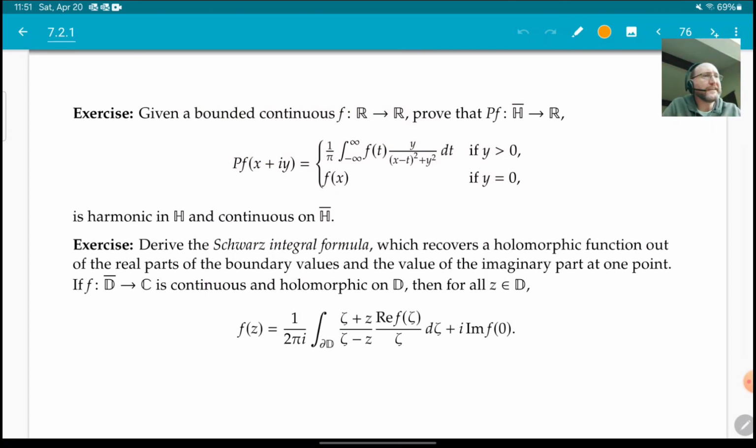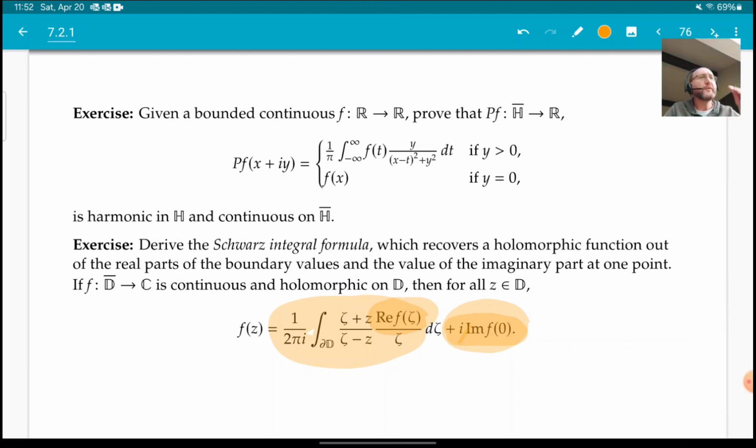Then there's another neat formula that follows fairly quickly from the Poisson formula, and it's the Schwarz integral formula, which is for holomorphic functions. If I have a holomorphic function, but I only know the real part of it on the boundary, I can actually recover what the function is, well, up to an imaginary constant. If I only know the real part, I only know the imaginary part up to a constant, so I have to know the imaginary part at least at one point. So basically I get this formula over here, which only looks at the real part of F, and then I'm adding the imaginary part of F at zero.